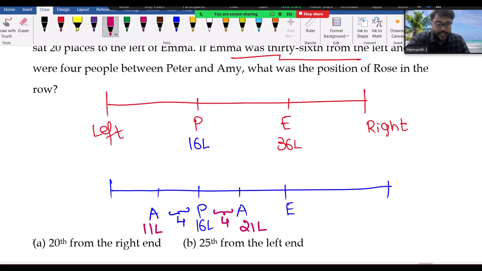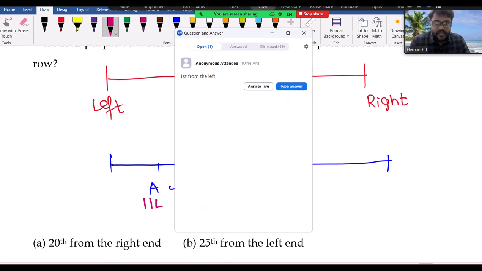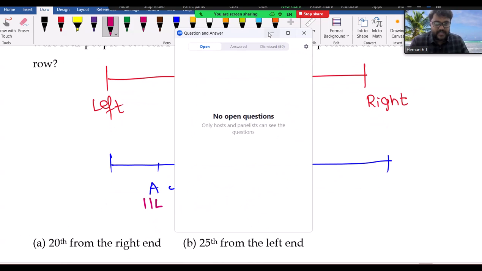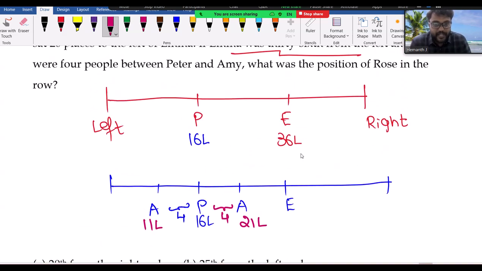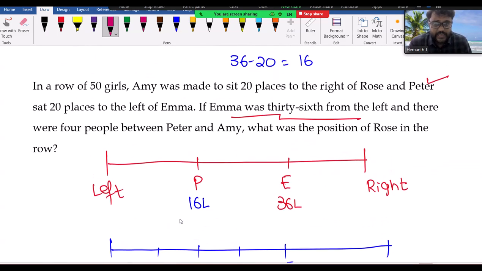We'll eliminate one among them. Yeah, first from the left is the correct answer here. Why give anonymous as a name? You can put your name, right? Fine. So 21st from the left end, or it can be 11th from the left end. Two things. We'll fix it.